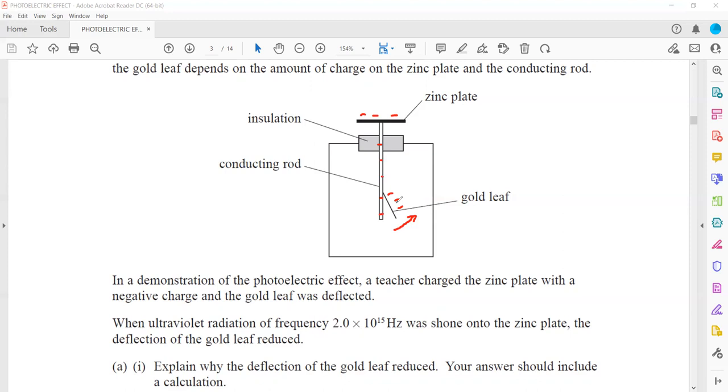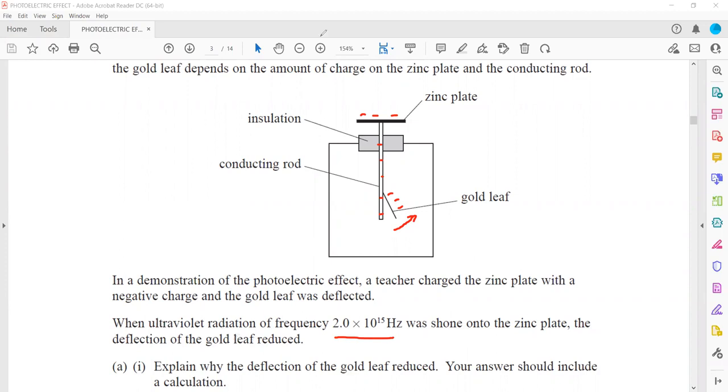Now, the teacher is demonstrating the photoelectric effect, which explains the idea that when light falls on the metal, electrons are removed from the metal if the energy of the incident light is more than the work function. So when ultraviolet radiation of frequency 2 into 10 to the power 15 hertz was shone onto a zinc plate, the deflection of the gold leaf reduces.